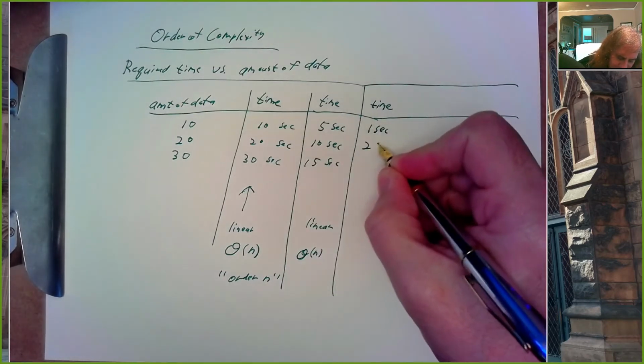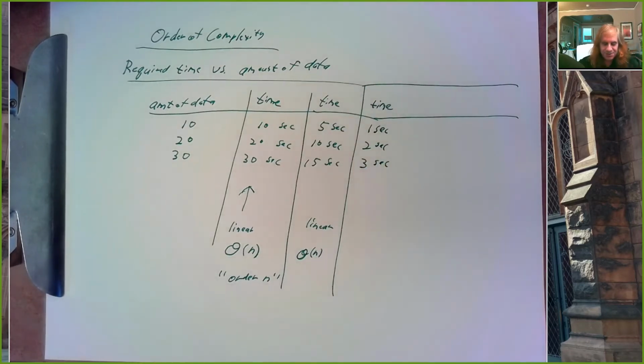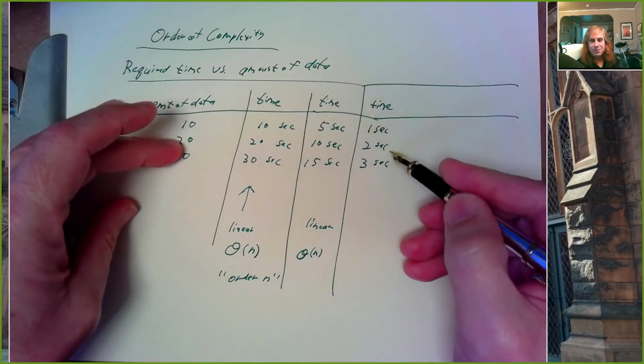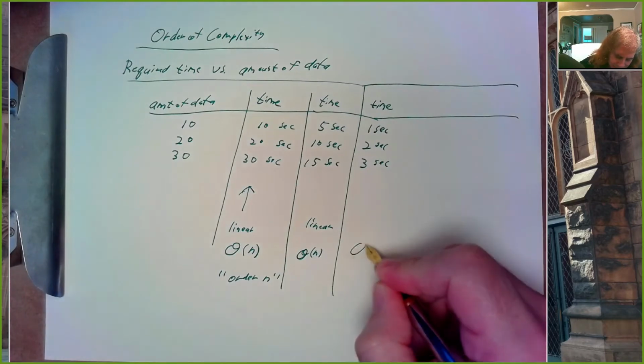Instead of taking 10, it takes 2. Instead of taking 15, it takes 3. This is still linear. Doubling the amount of data doubles the amount of time. Tripling the amount of data triples the amount of time. It's still order n.